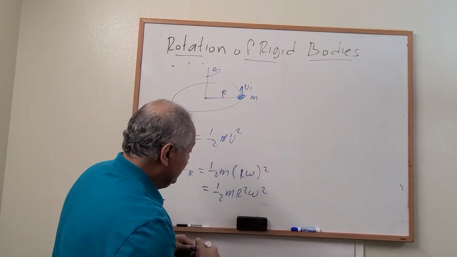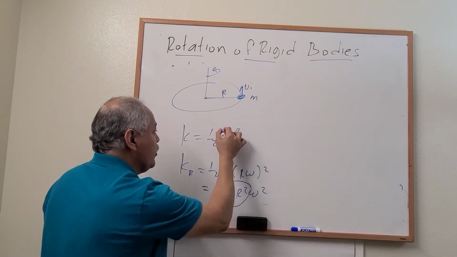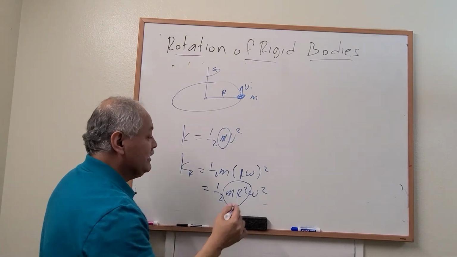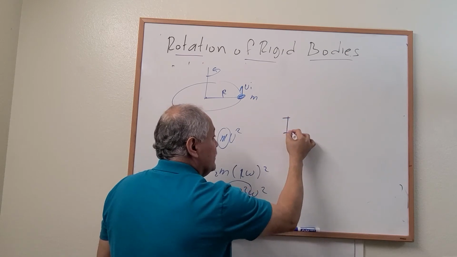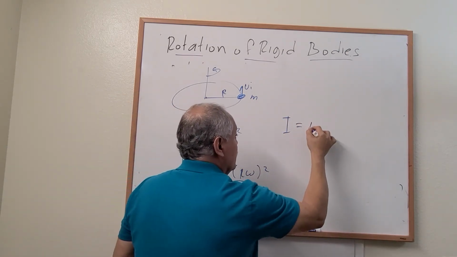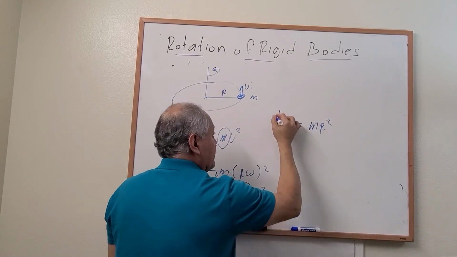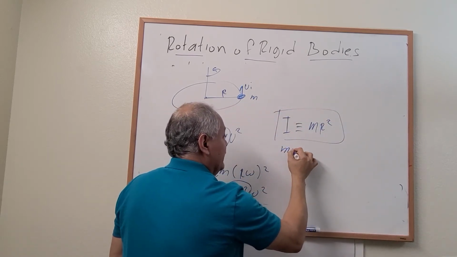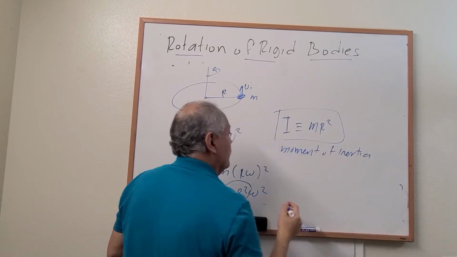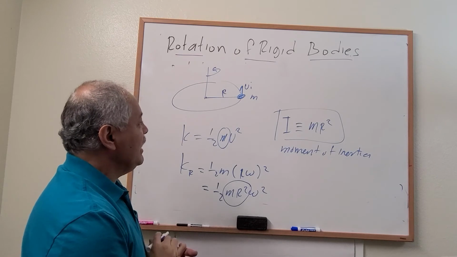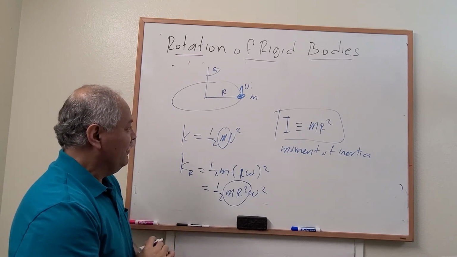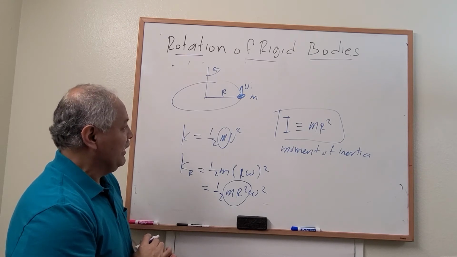So we can apply the same concept here. We can define this quantity in the same way as we did in mechanics for mass, and we call this the moment of inertia. Moment of inertia is equal to m r squared. This is a definition: moment of inertia. Okay, great. This is when we have a single particle.